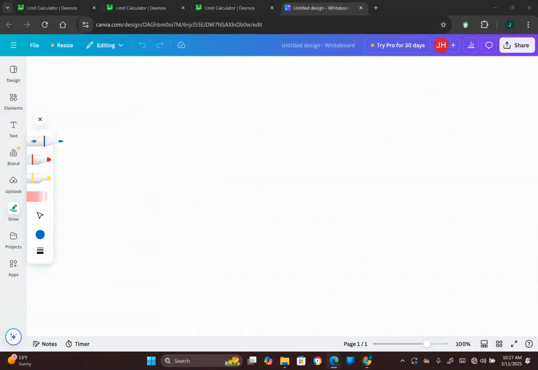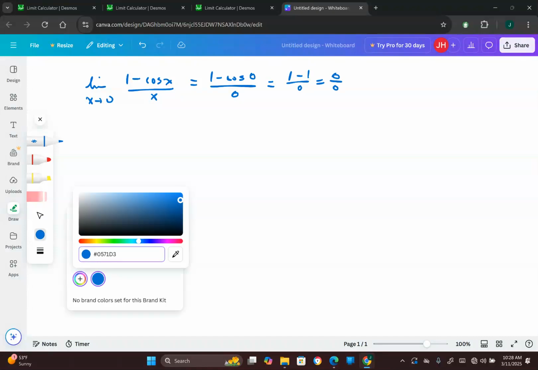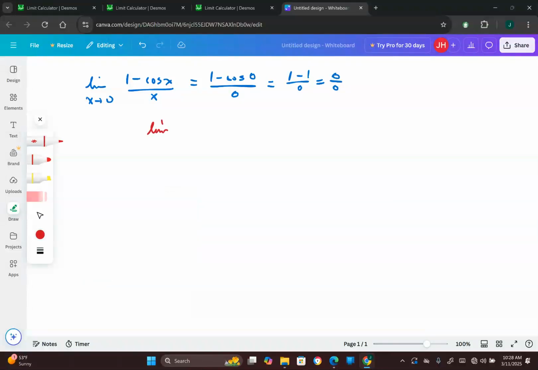The second function we're going to look at is the limit as x approaches 0 again of 1 minus cosine of x over x. Now, if I plug in 0 to this, I'm going to get 1 minus cosine of 0 over 0. Well, what is cosine of 0? Cosine of 0 is 1. This comes out to be 0 over 0 as well. Again, an indeterminate form.